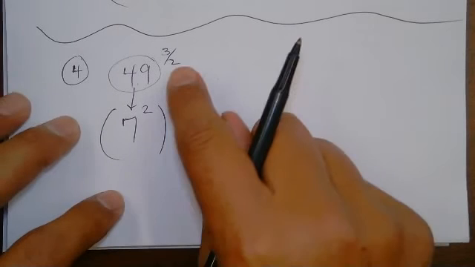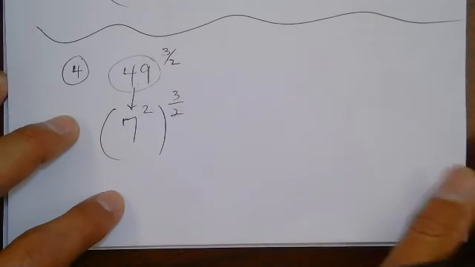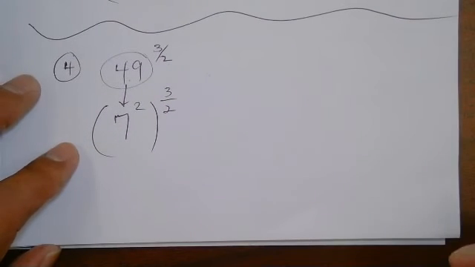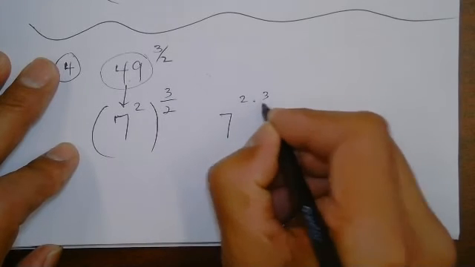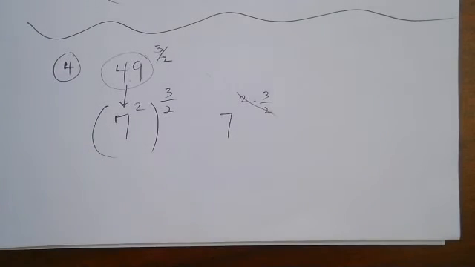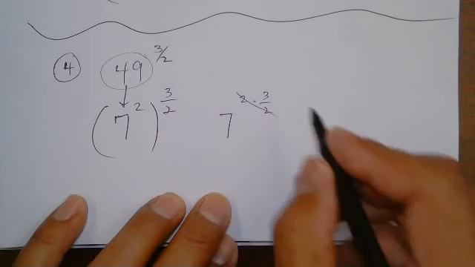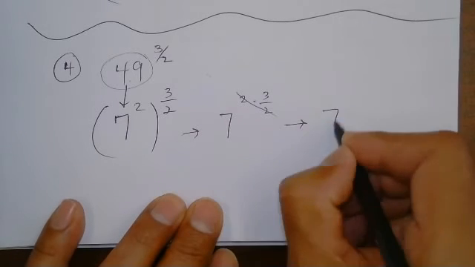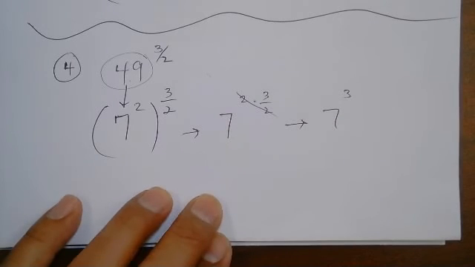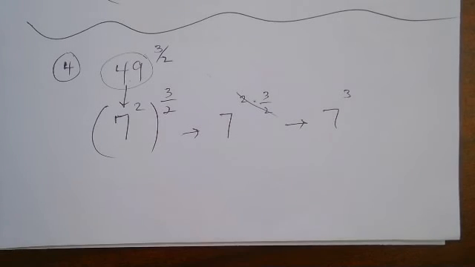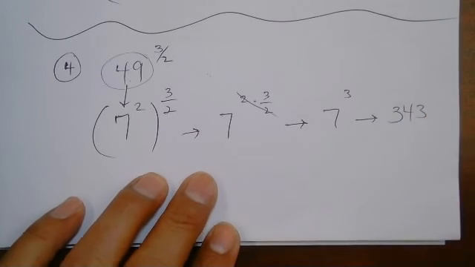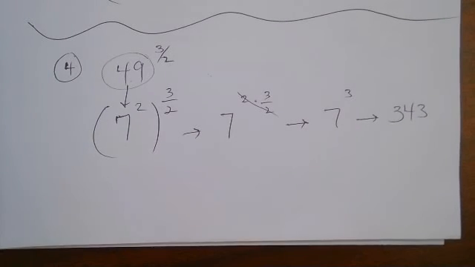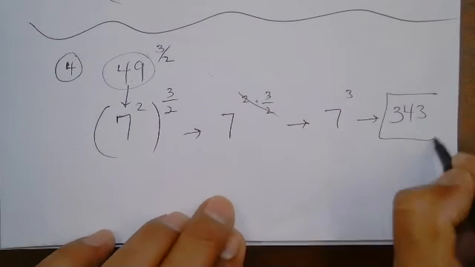How did I know it had to be something squared? Because of the 2. And then what happens there? Well, this 2 times the 3/2, the 2's cancel, right? 2, which is like 2/1 times 3/2. And then what's left? 7 to the power of 3. Is it like 249? Oh, 343? I don't even know. But you can use your calculator for that. 343.